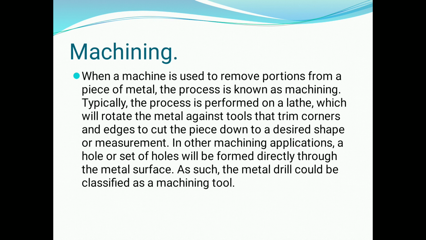The next process is machining. When a machine is used to remove portions from a piece of metal, the process is known as machining. The process is performed on the lathe, which will rotate the metal against a tool that trims corners and edges to cut the piece down to a desired shape or measurement. In other machining applications, a hole or set of holes will be made directly through a metal surface. As such, the metal drill could be classified as a machining tool.